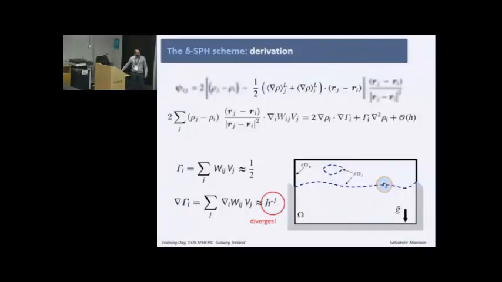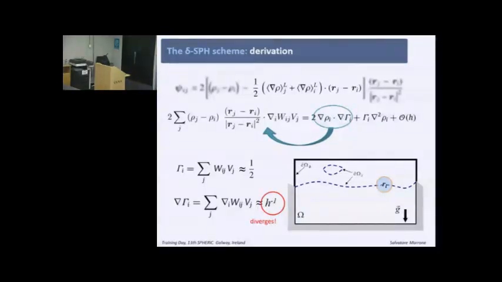And so this tells us that we will have problems when we are close to boundaries. So the idea is to take this term that will diverge on the free surface and put it back in our diffusive term in order to leave this Laplacian of the density alone. And this is done in this way.